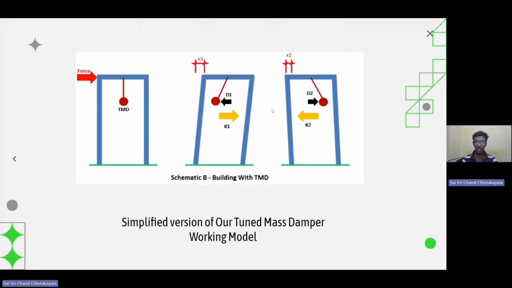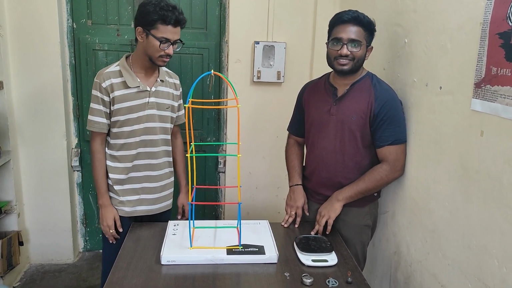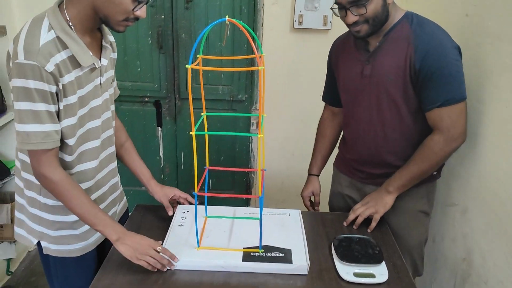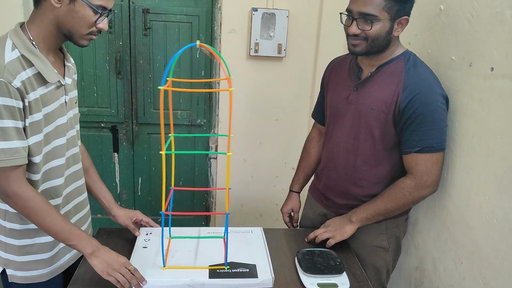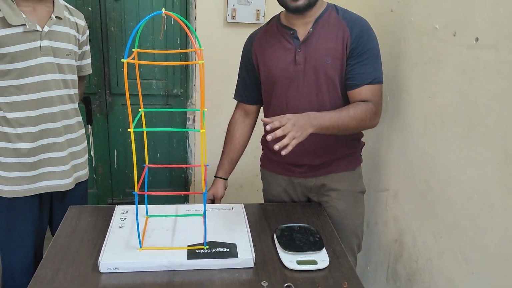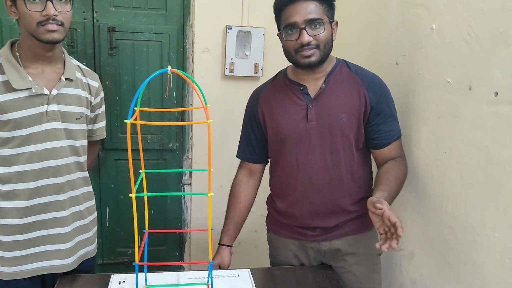So now let us go to the actual demonstration of the working model that we made and let us see how it performs. Now let us try to simulate our working model under earthquake conditions and we'll see how the vibrations are induced into the system. Now this is how our system behaves when vibrations are induced without any mass. Now we shall try by adding on some damping mass.